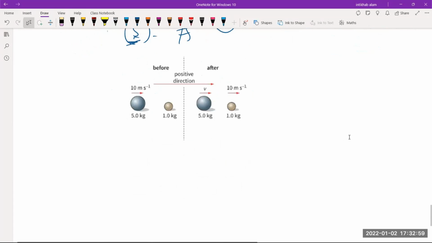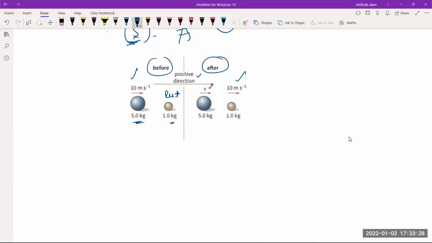Now देखिए question इस तरह से given है आपको. एक बॉडी 5 kg की है, दूसरी 1 kg की है. ये बॉडी 10 मीटर प्रति सेकंड से ट्रेवल करती हुई आ रही है. ये बॉडी डेफिनेटली यहाँ पर रेस्ट पर है, इसकी कोई स्पीड नहीं है, रुकी हुई है. बिफोर और आफ्टर का जिक्र भी गिवन है, पॉजिटिव डायरेक्शन भी बता दी उसने. 5 kg की वेलोसिटी 10 से चेंज होकर v हो जाती है, जबकि आपकी 1 kg की बॉडी 10 मीटर प्रति सेकंड से दौड़ने लगती है.